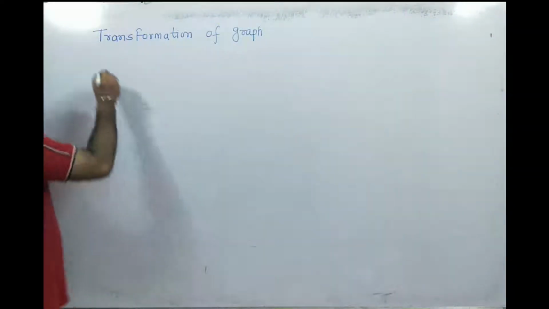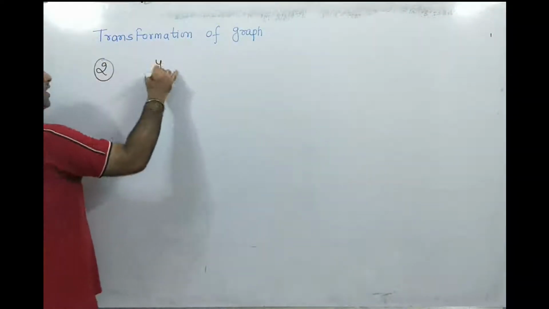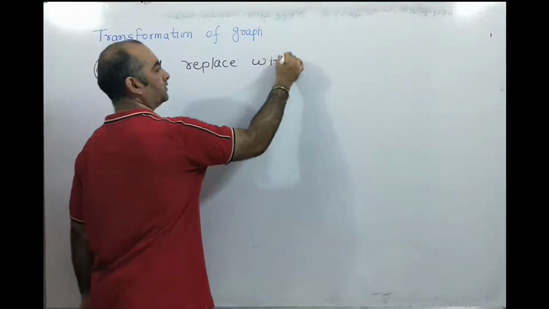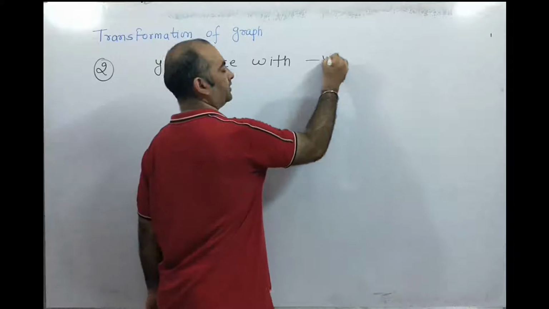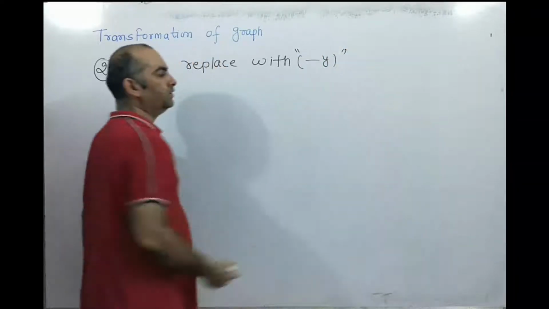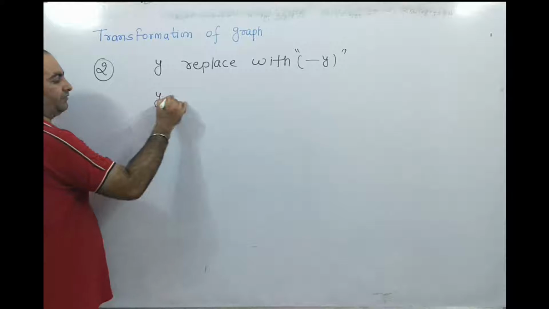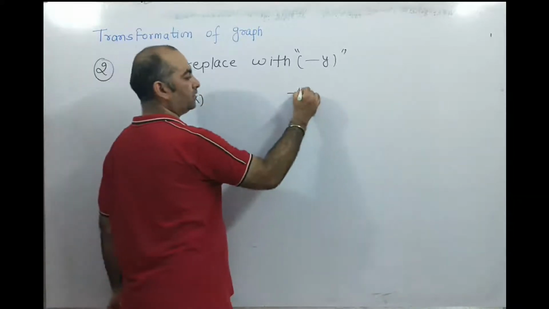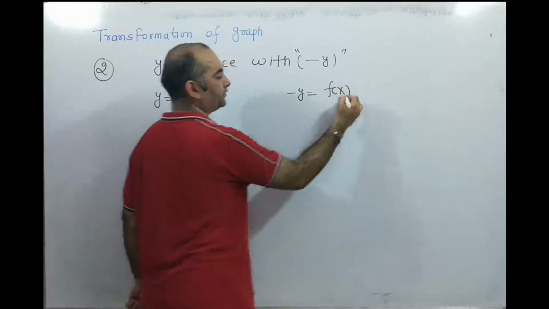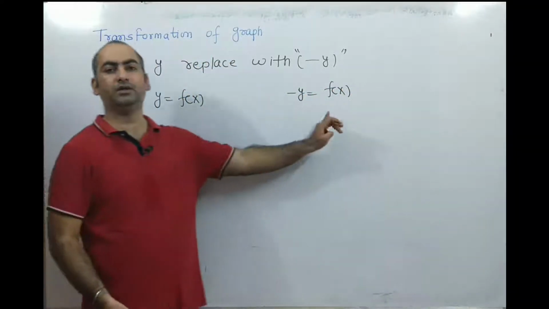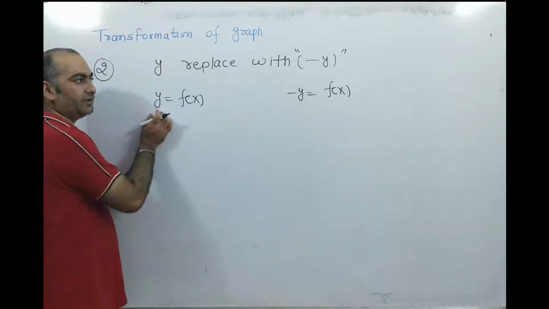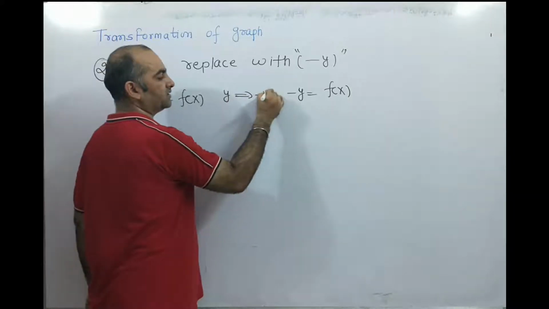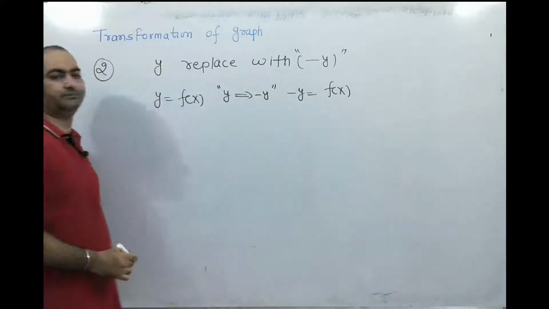Next point is y replaced with minus y. Then what will happen? So we have the y equal to f(x) graph, and we want the minus y equal to f(x) graph. So first thing, if instead of y, I replace with minus y, you will get this one. So y we are replacing with minus y. Then what effect will come?